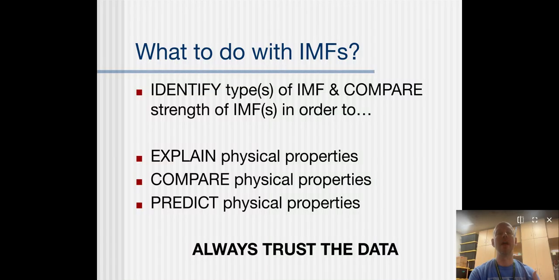by itself. That can help us to explain a property that something might have by itself. It could help us to compare the property that two different things have compared to one another, or it could help us to take some data and to predict what property it might have. And that could be boiling point, melting point, freezing point, vapor pressure, any physical property. When we're given data, we use that data to support and to help us understand our arguments.